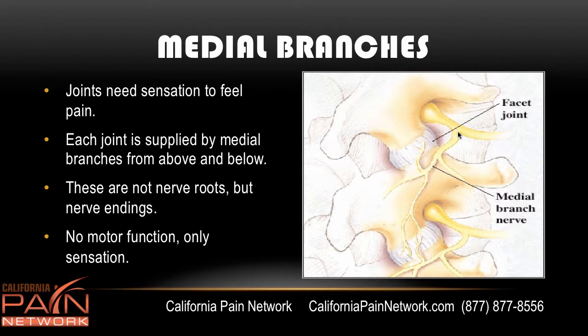So the medial branches provide sensation to the facet joints. So you have a nerve root coming out here, and then off of that nerve root come these medial branches. Okay, branch, branch, branch. All right, so if you look at this joint here, you have some branches coming down from the above medial branches, and then some coming up. These are not motor nerve endings, they're just sensory. They just provide sensation. So when you have arthritis in this joint, these are the sensory nerve endings that cause that pain to travel to the brain.